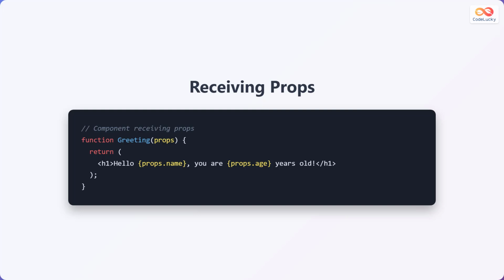Now let's see how a component receives and utilizes these props. Here's the code for the greeting component. The greeting component accepts a props object as its parameter. Inside the component, you can access the individual props using props.name and props.age. When this component is rendered, it will display a greeting message including the name and age passed as props.